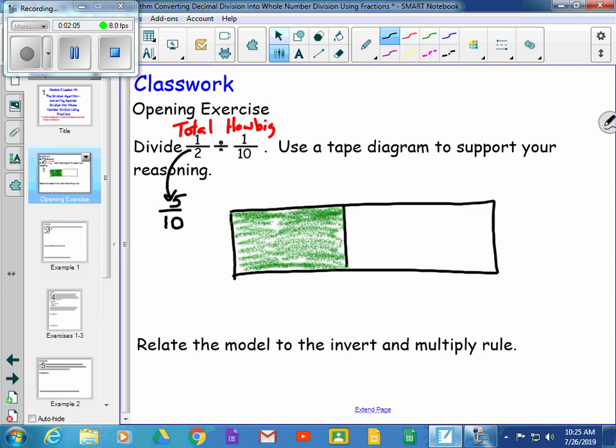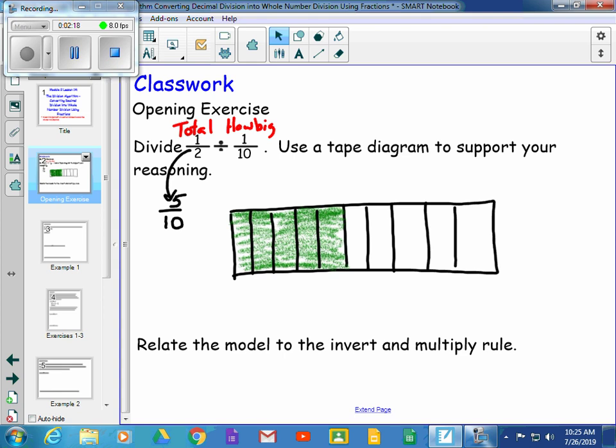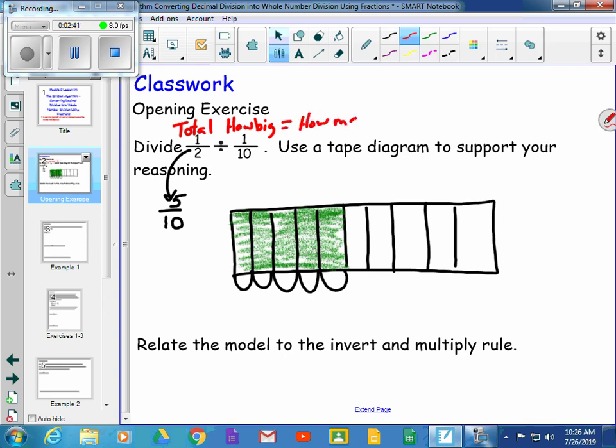Since I changed my total, I need to change my drawing total by making the two pieces into 10 equal pieces. Now I have 5 tenths. Now I can go ahead and break them up into groups of 1/10. There's 1, 2, 3, 4, and 5. Finally, if you remember, our quotient on a division problem is going to tell us how many of those groups, and in this case that is going to be 5.